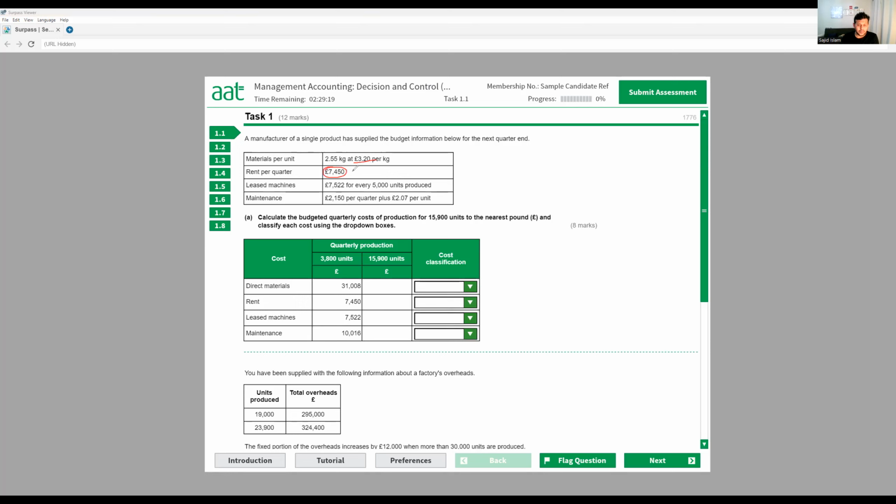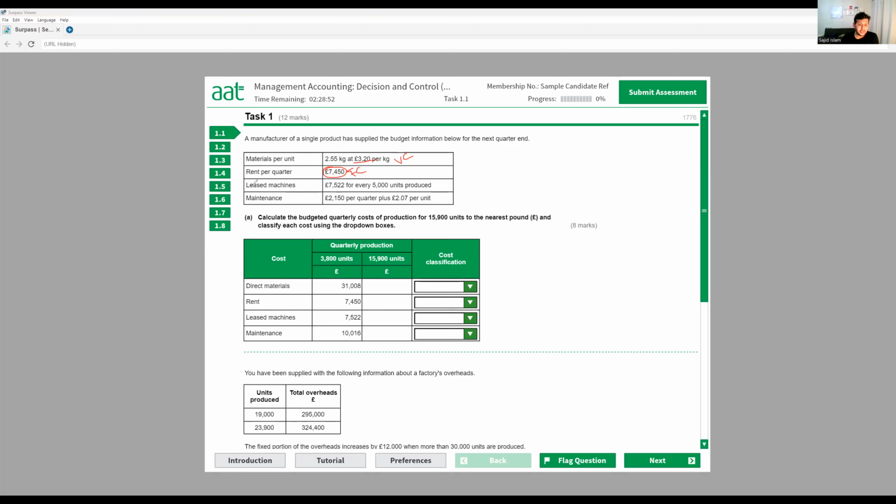7,450. Normally this is a fixed cost because the rent is fixed for a quarter. The material or the labor, normally it is a variable cost, because it varies with the activity level. If I make more units, I need more material, and more material means more cost. If I make fewer units, I need less material, which means less cost.